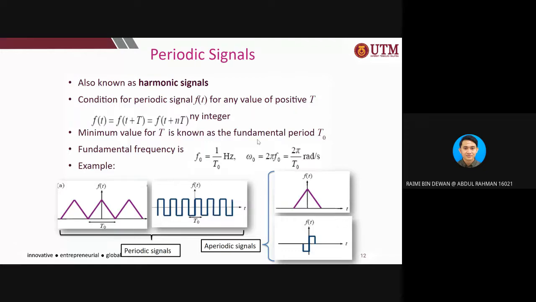The value with minimum t is our fundamental period, and we label it as t naught. Here is a periodic signal. You can see one complete cycle, which is one period t naught. And this other one is aperiodic, which means it doesn't have periods. It doesn't repeat.